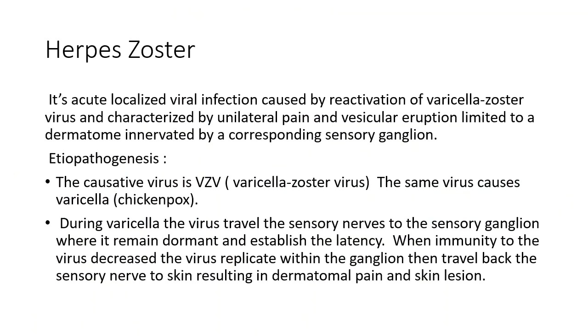During varicella, the virus travels along the sensory nerves to the sensory ganglion, where it remains dormant and establishes latency. When immunity to the virus decreases, the virus replicates within the ganglion, then travels back along the sensory nerve to the skin, resulting in dermatomal pain and skin lesions. There are some pictures of the clinical presentation. The above picture is of varicella, chickenpox, and the below picture is of herpes zoster, intact vesicles in a characteristic dermatomal distribution.